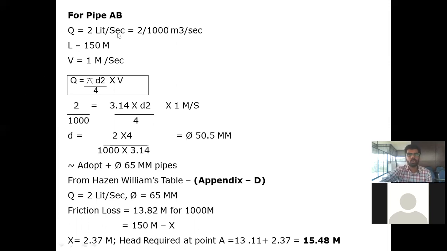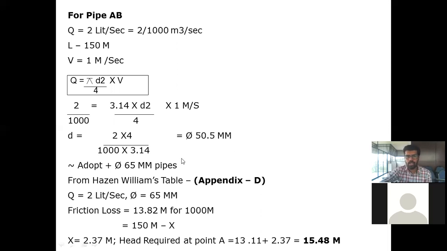So discharge is 2 liter per second or 2 by 1000 meter cube per second. Length is 150, 100 plus 50. Velocity you already know, 1 meter per second. We are continuing the same step. Same formula, Q is equal to area into velocity. Q you already know, 2 by 1000. Area you can write pi by 4 d square. Velocity is 1. So from that equating you will be getting 50.5 as the diameter.